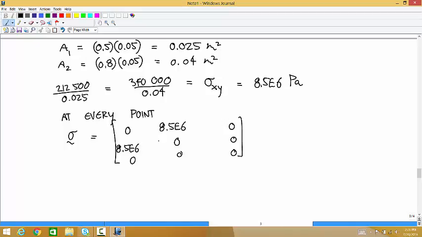And also, if that wasn't the case, it wouldn't be able to be in equilibrium. It would have an angular acceleration.